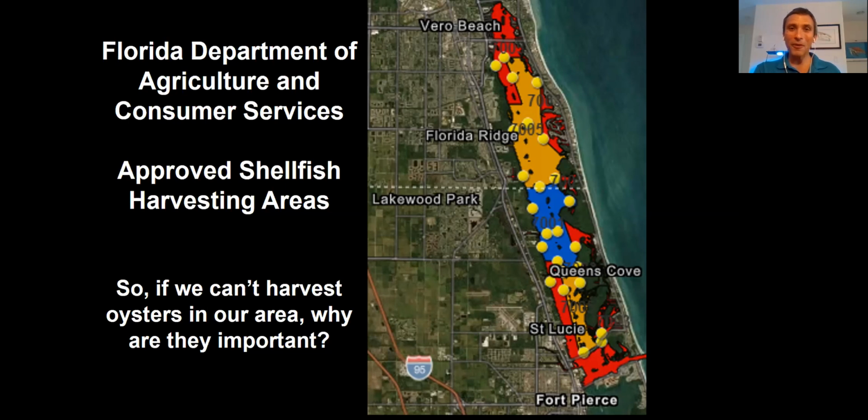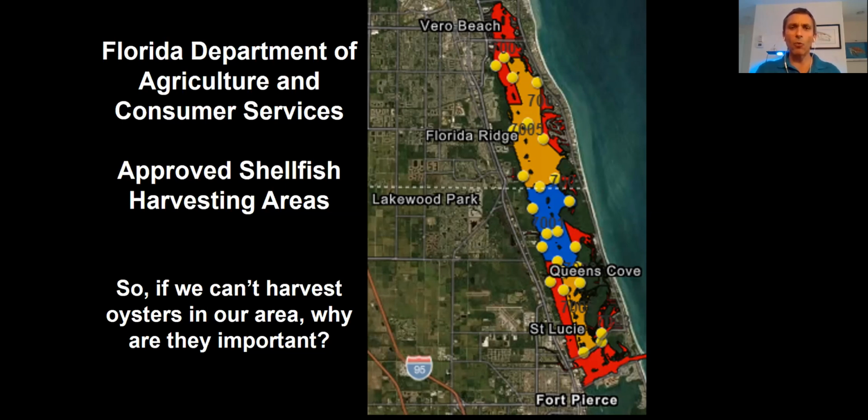On top of that, they're also concerned about some of those not so healthy types of bacteria, the red tide algae blooms, the cyanobacteria algae blooms, and a number of other harmful algal organisms that live in our part of the Indian River Lagoon. So you can't go out and harvest oysters in our area to eat.